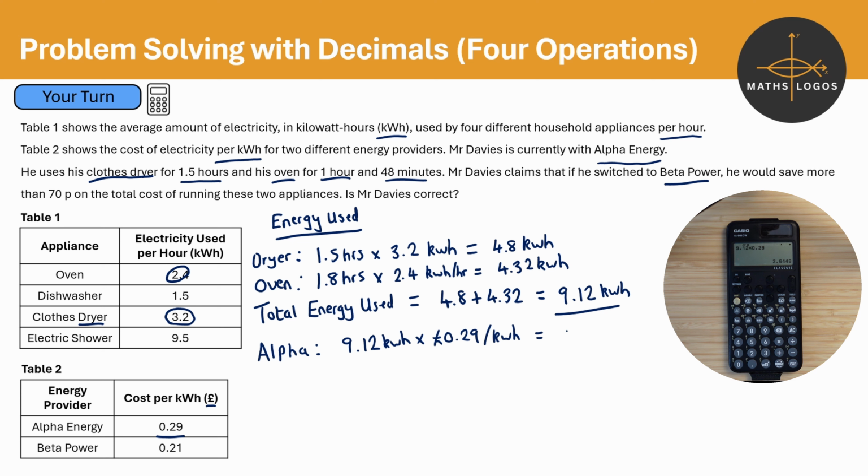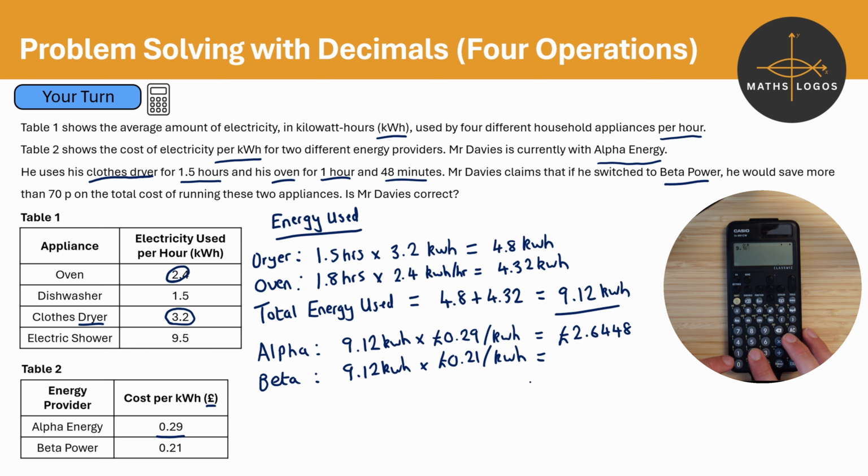And I have to be careful, that is in pounds. So I will write that in, 2.6448. And then I'll look at the cost for beta. Well, he uses the same amount of energy, and the cost for that is only 21 pence or 0.21 pounds per kilowatt of energy.